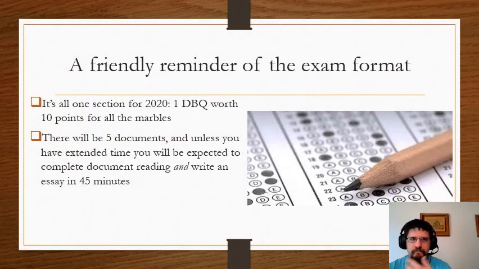All right. The exam format. All those times that I told you about the exam format, well, I was wrong apparently. It's all one section now, a single DBQ, 10 points for everything. Fairly obviously, if you write a 10-point DBQ, it can probably be safely assumed you'll get a 5. They have not released anything like a grading scale. I don't think they're going to normalize it. So the theory is if your whole class writes a 10-point DBQ, all of you get 5s.